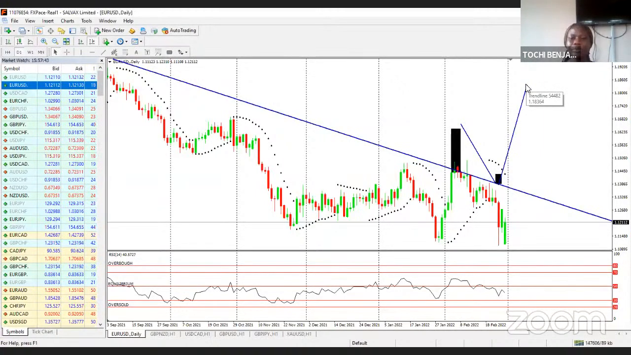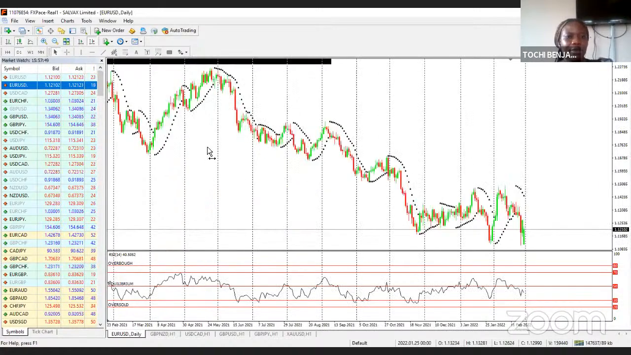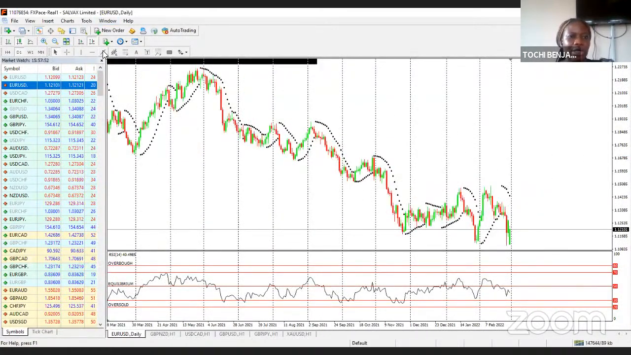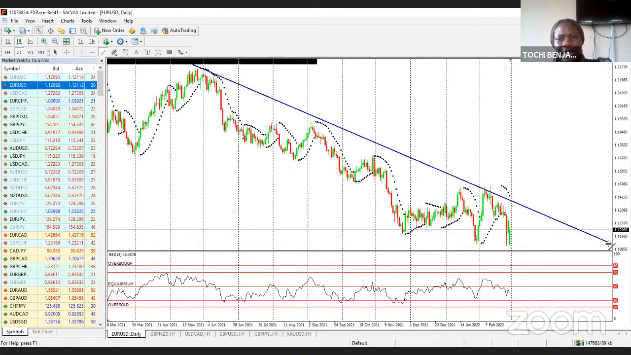I don't know, but it didn't happen like that. Rather, after this candle, sorry, I close my trend line. We're supposed to be doing this with phone. I wanted us to do it with phone, but let me show you what I want to show you. I'll go back to phone.